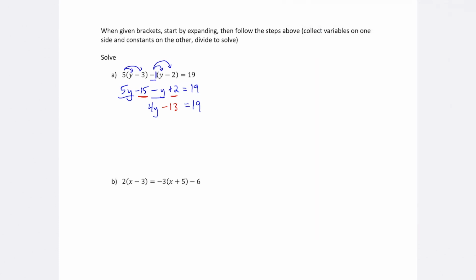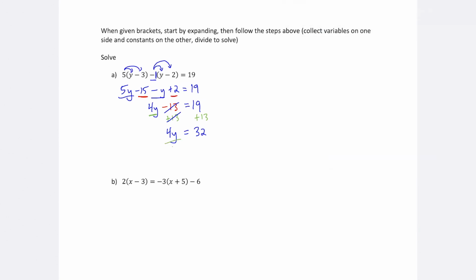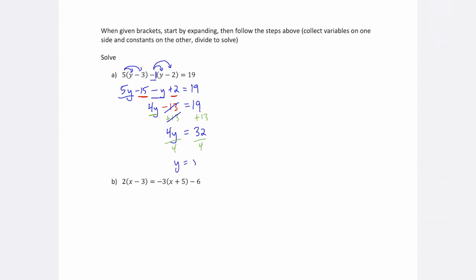And now our variables are on the left side already. So here's our variable. Now we're going to bring our constant to the other side. Again, it doesn't matter which side you bring it to, but just choose one side and slowly start solving. So we have 4y left, and then the negative 13 and positive 13 will cross out. And then 19 plus 13 is equal to 32. Then we want y by itself, so we divide both sides by 4. And we get y is equal to 8.